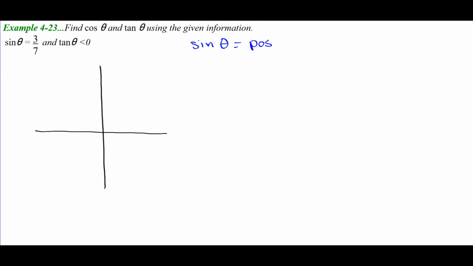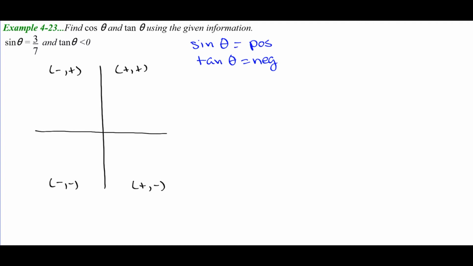And then my tangent value is less than 0, so tangent is a negative value. So I need to figure out what quadrant has a positive sine value but a negative tangent value. So remember, if I'm in quadrant 1, all my points are positive, positive. If I'm over here in quadrant 2, they're all negative, positive. Down here in quadrant 3, they're negative, negative. And here in quadrant 4, they're positive, negative.